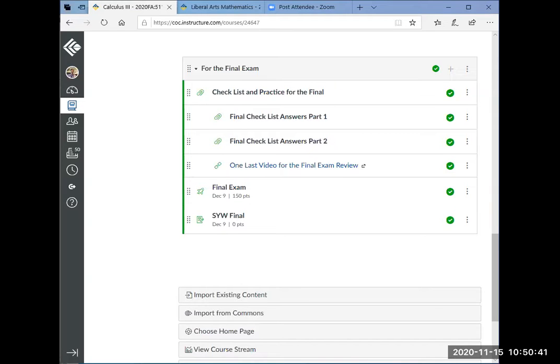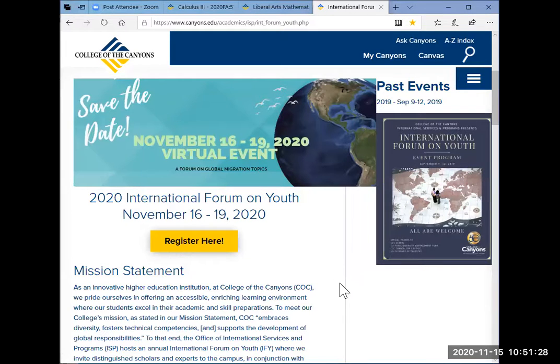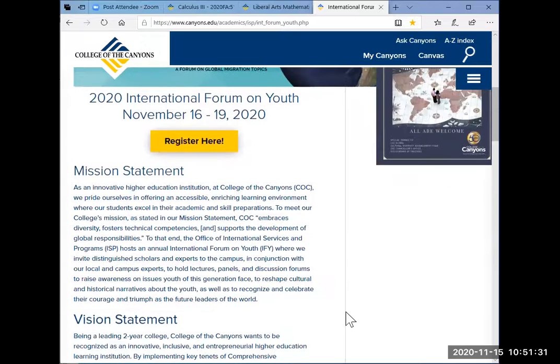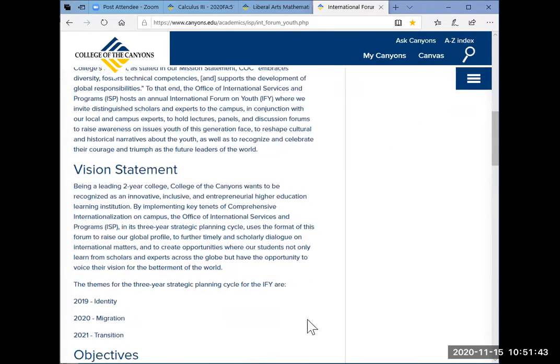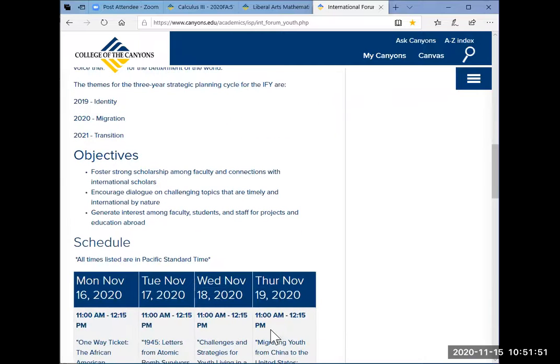We do have one more thing, and that is a big event coming up this week, and it's called the International Forum for Youth. And you've got information on this, maybe from other professors. Let me show you what that means. So this coming week is International Education Week, and at COC, we are inviting several inside and outside speakers to hold this International Forum on Youth 2020. This started last year, and I am promoting this because I am one of the 2 co-coordinators on the faculty for this exciting week-long conference.